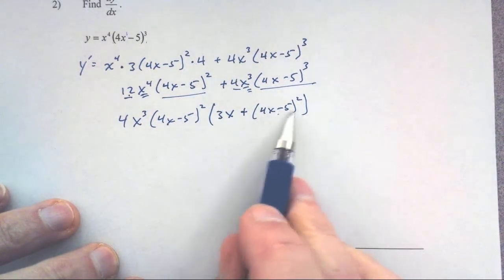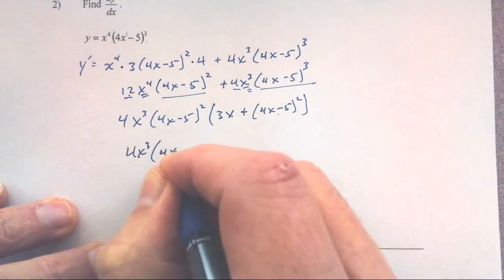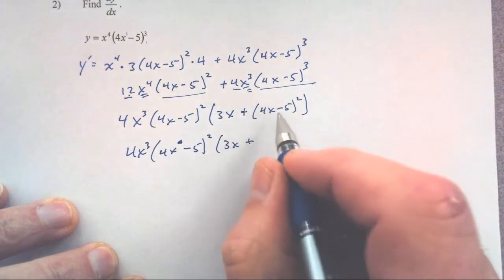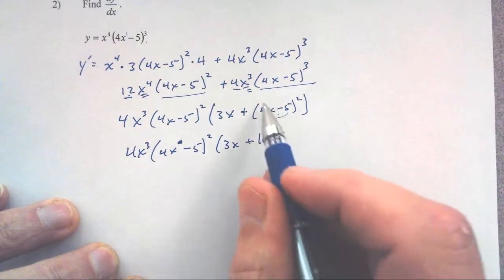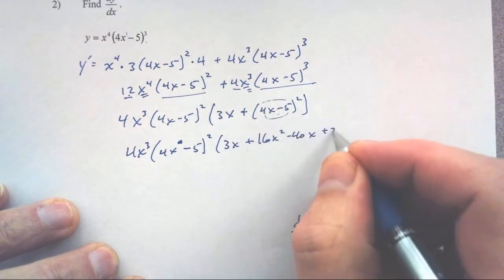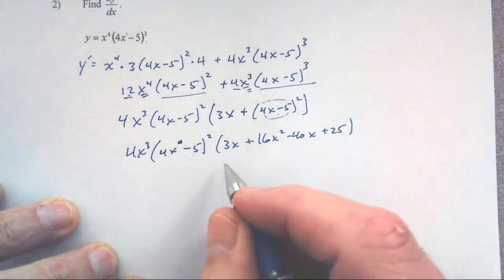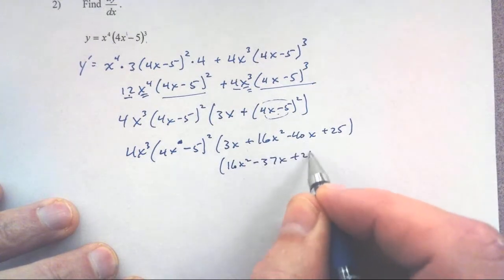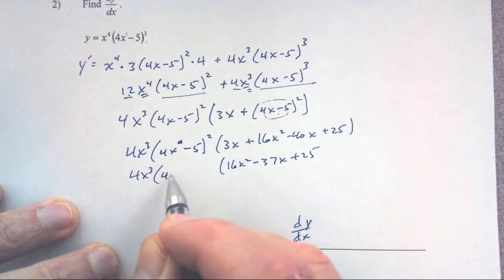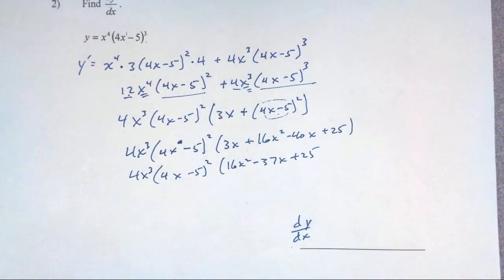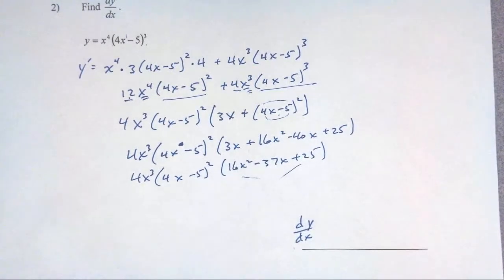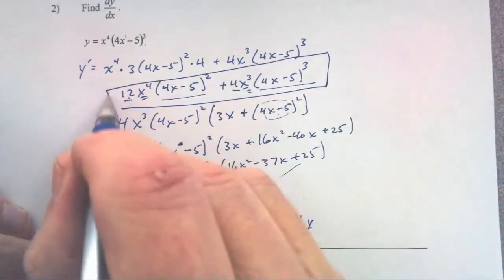Any payoff in foiling this? 4x cubed times 4x, not anything there, minus 5 squared. Here I get 3x plus, if I FOIL this, I get 16x squared minus 20x minus 20x, minus 40x and plus 25. So there was a little payoff there. I get 16x squared minus 40x plus 25 times these guys. So we start seeing, well, yeah, there's a little payoff there. But then if we're going to factor, should we talk about maybe factoring that? Maybe that factors. At some point we ought to be in a position where we have a pretty reasonable response to this, and I believe this is a good response.